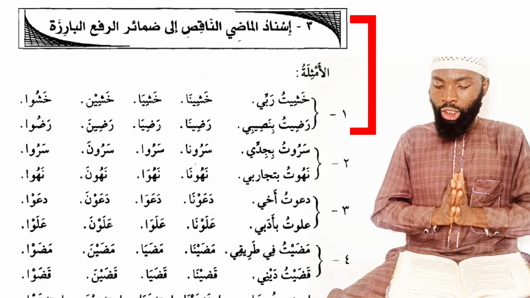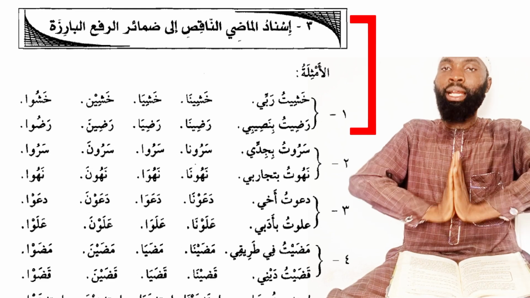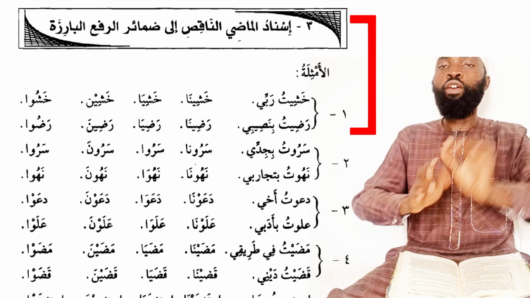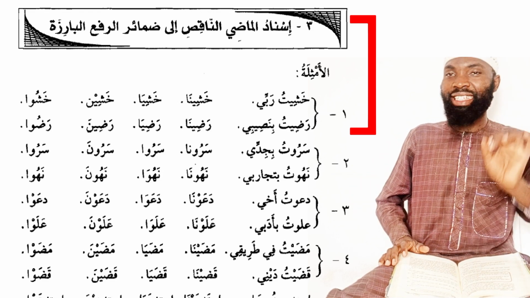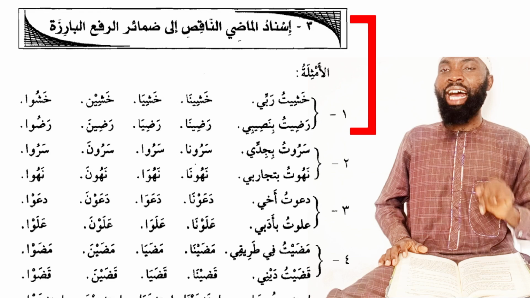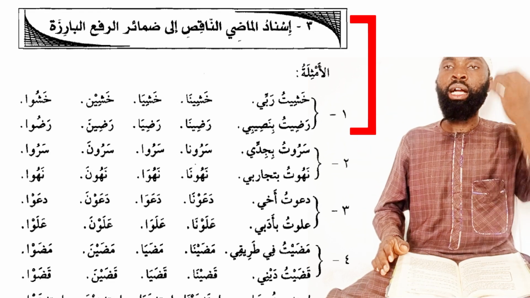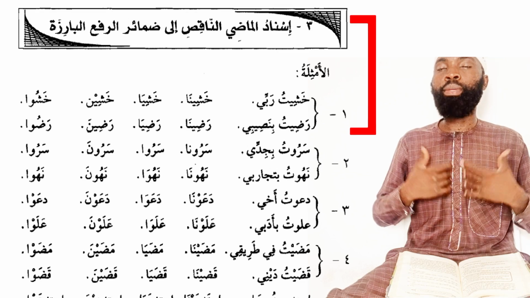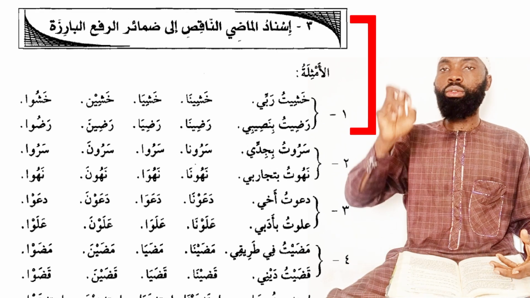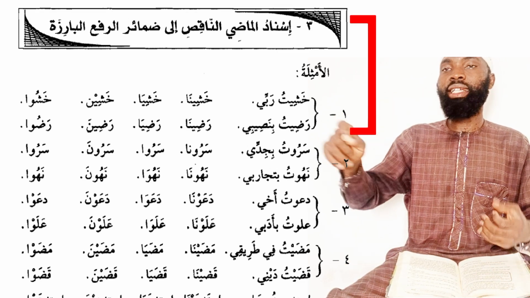So we have khashitu rabbi, which means I fear my Lord. Khashitu, from the word khashiya, you can see. Then the word raditu also, these 2 words are from the same pattern. Khashiya, radiya. So raditu rabbi, I was pleased with my Lord. So raditu, the tu there is attached to it this way.